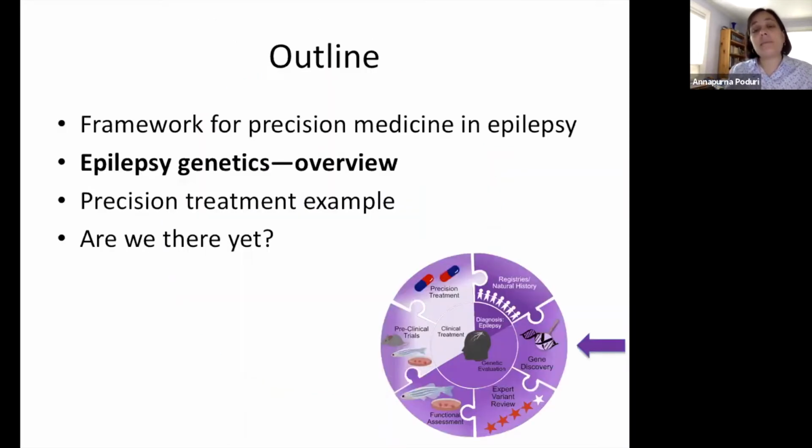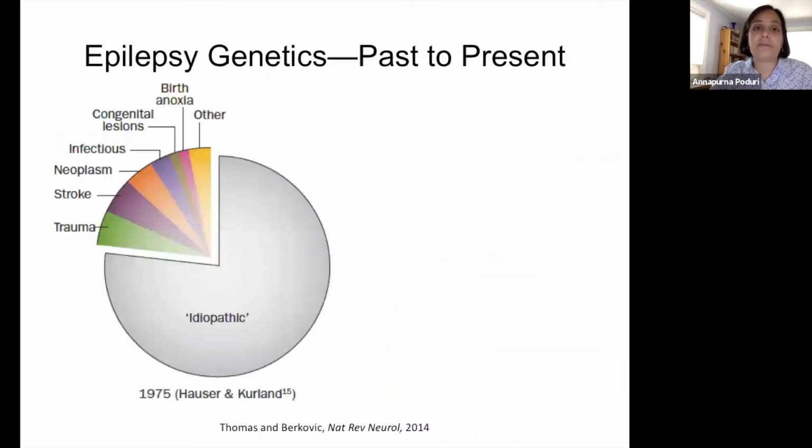So with that, I'm going to focus the rest of this on gene discovery and talk about how we can contextualize all of the various discoveries that are coming out of the field. And I'll pepper the rest of this with some stories, and I'll end with a story where we actually have been able to use precision treatment.